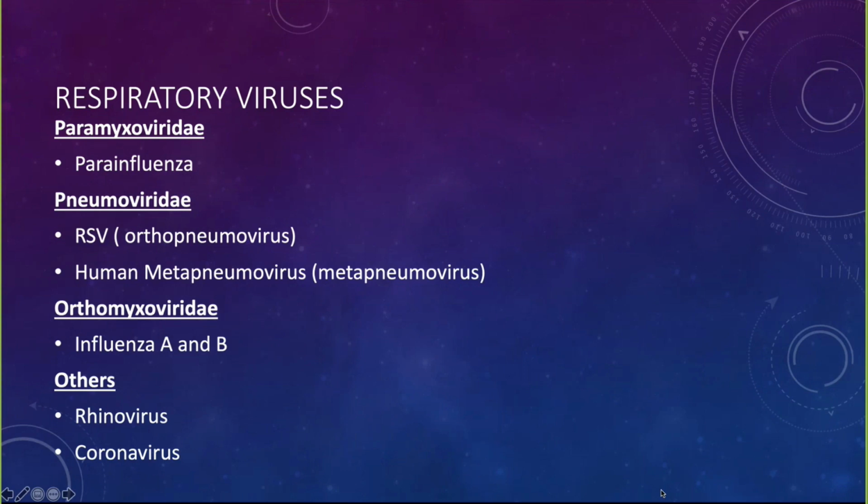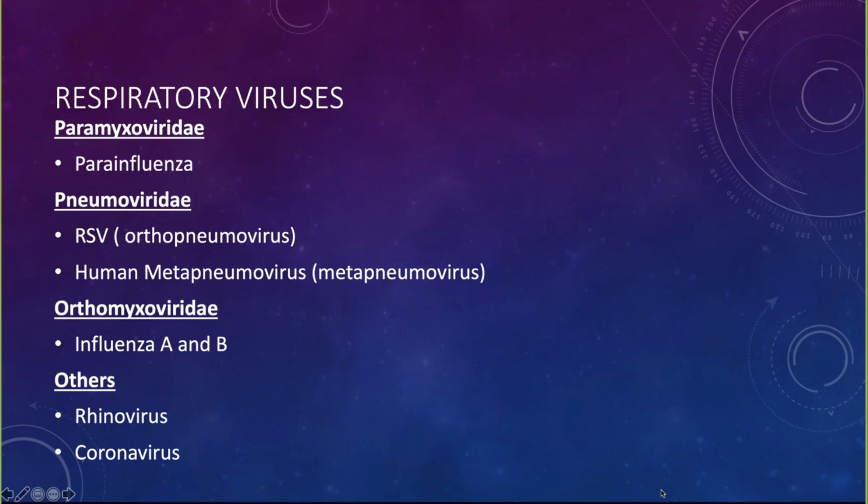So the respiratory viruses are divided into different families. We have Paramyxoviridae, and in that family we have parainfluenza. In Pneumoviridae, we have RSV and human metapneumovirus. These two used to belong to the previous family, but in 2016 they were regrouped in this new family. These two viruses behave very similarly clinically.